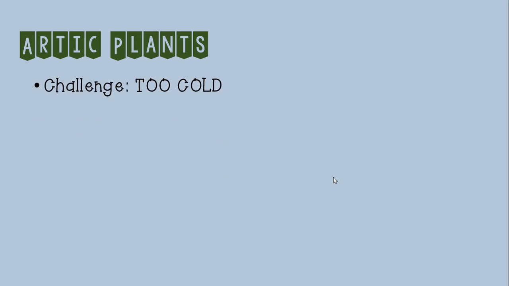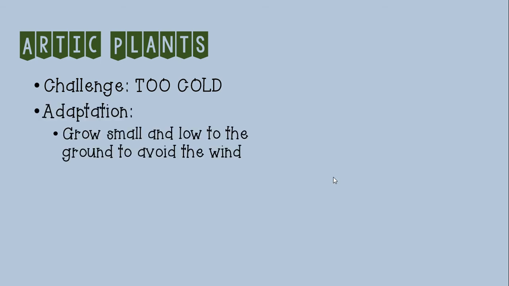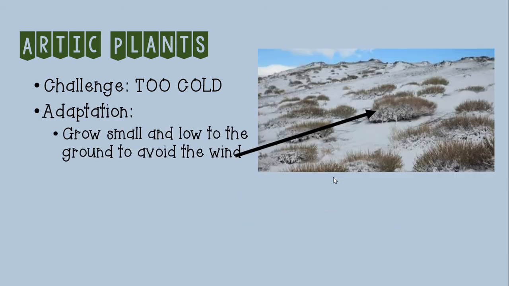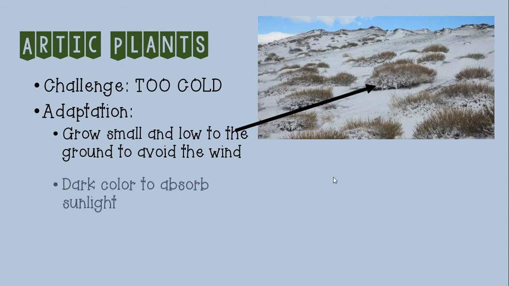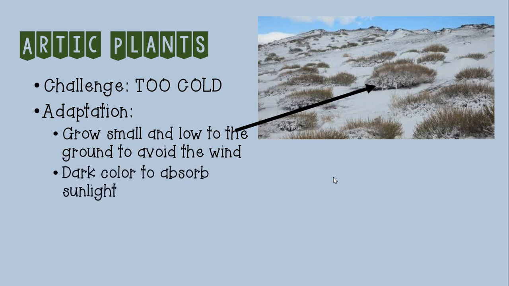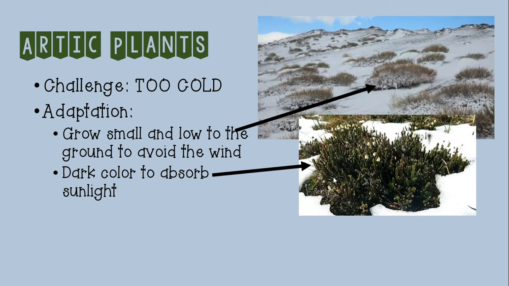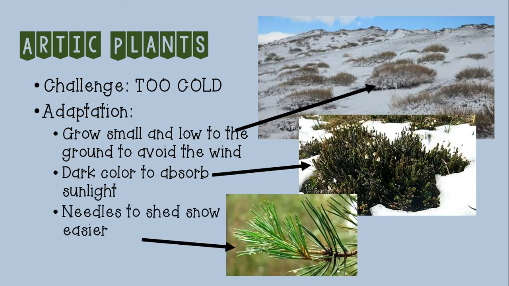Now, Arctic plants. The challenge that the Arctic plants face is that it's too cold. The adaptations for that has been to grow small and low to the ground to avoid the wind. Another one is that they're dark in color to absorb more sunlight. So the little sunlight that they get during the day, they're able to collect it so they can keep warm at night. They also have needles to shed snow easier. That way the snow is not freezing them.